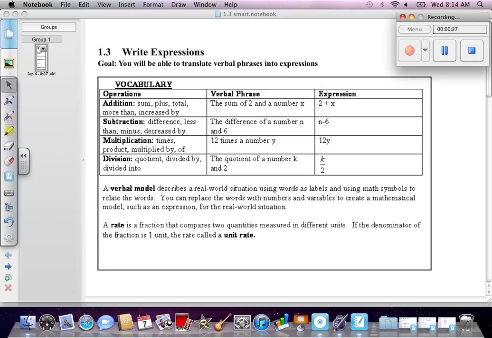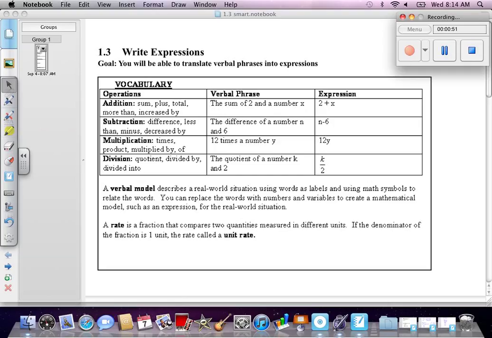Okay. Subtraction uses words like difference, less than, minus, decrease by. Multiplication is times, product, multiplied by, or the word of. Division is quotient, divided by, divided into. Right? So those are all key words that mean division, subtraction, multiplication, or addition. Okay? A verbal model is a way to translate a word problem into an actual problem.